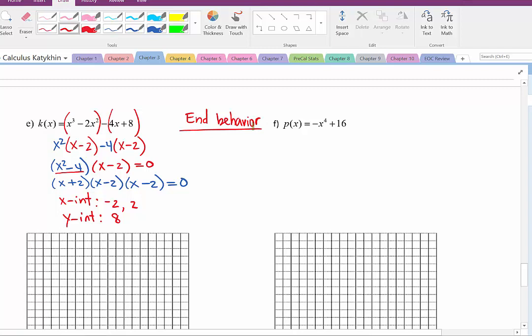The end behavior. Notice that our leading term is x to the third, which means that one of the sides is going to be going down and the other side is going to be going up. The question is which one? Because it's positive, we know that the left is going to be going down. We also know that the right side is going to be going up.